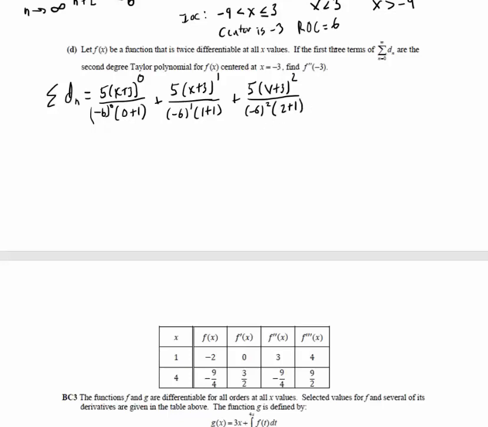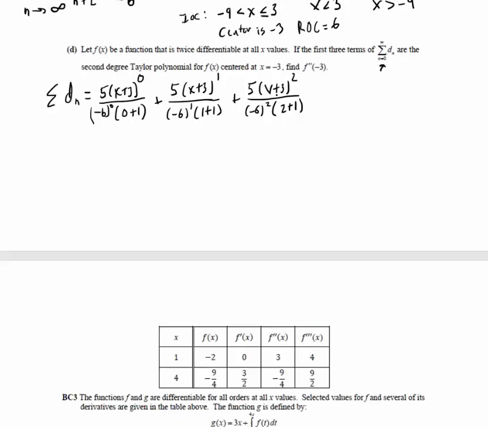Now remember, the first 3 terms is different than the third degree Taylor polynomial. If this was a third degree Taylor polynomial, I'd have to go to the x to the third term. That's why this is the second degree Taylor polynomial, but it's the first 3 terms of that because I'm starting here at n is equal to 0. Okay. All right, so what I need to know is to find the second derivative at -3.